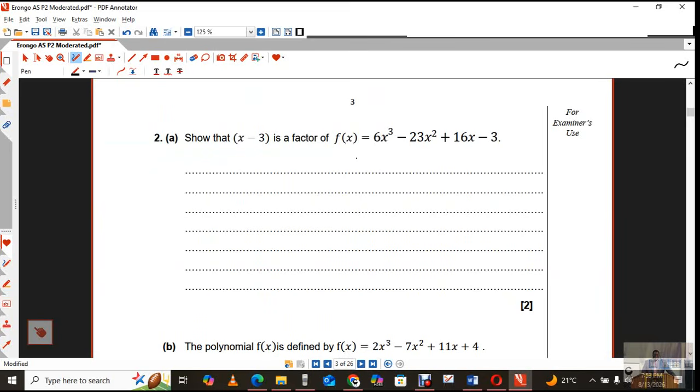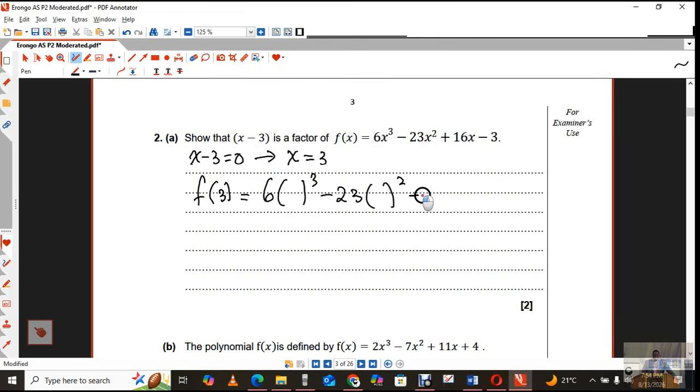This question says you're supposed to show that x minus 3 is a factor of the function f of x, which is equal to 6x cubed minus 23x squared plus 16x minus 3. Now to do that, we borrow something from the remainder theorem, and the remainder theorem basically says that if you were to say x minus 3 is equal to 0, then therefore x is equal to 3. And if you were to substitute this 3 into the function, so that's f of 3, your output, if it's 0, then it means that x minus 3 is a factor of that. There's no remainder. Okay, so I'm just going to do that.